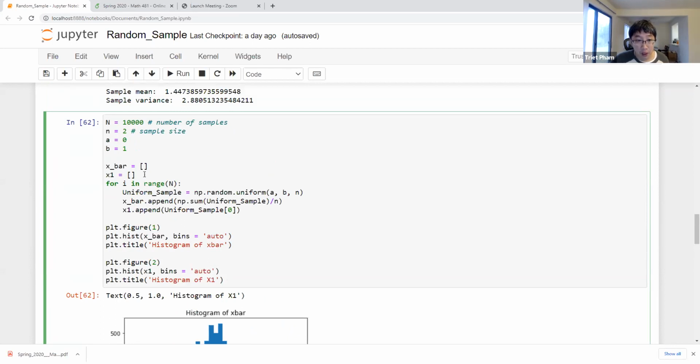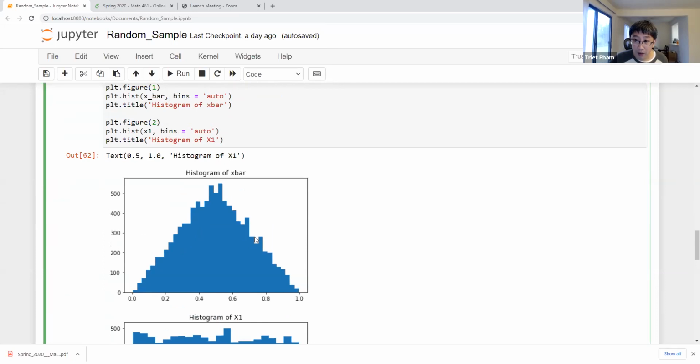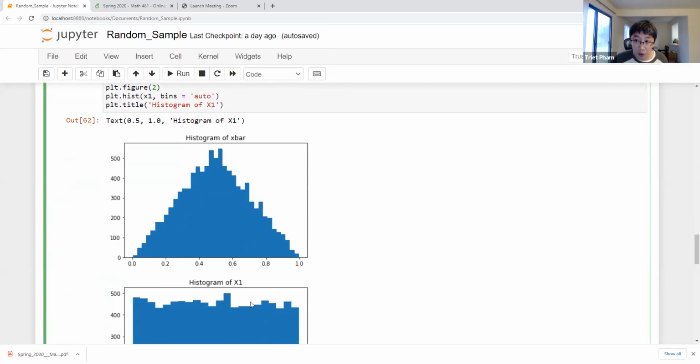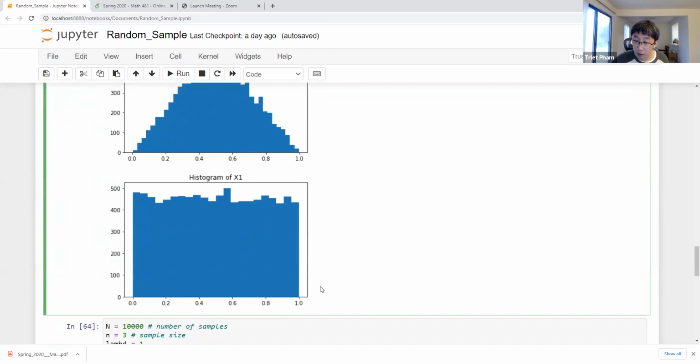So here I'm doing uniform 0 to 1, and sample size is 2. I'm looking at the sampling distribution of X bar in this histogram. And I want to compare that with the distribution of the population, which is X1, because like I said, X1 up to Xn all have the same population distribution. In this case it is the uniform 0 to 1, okay?